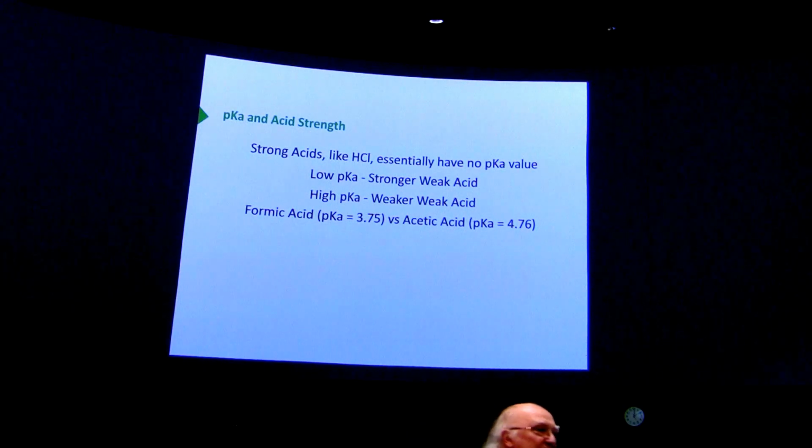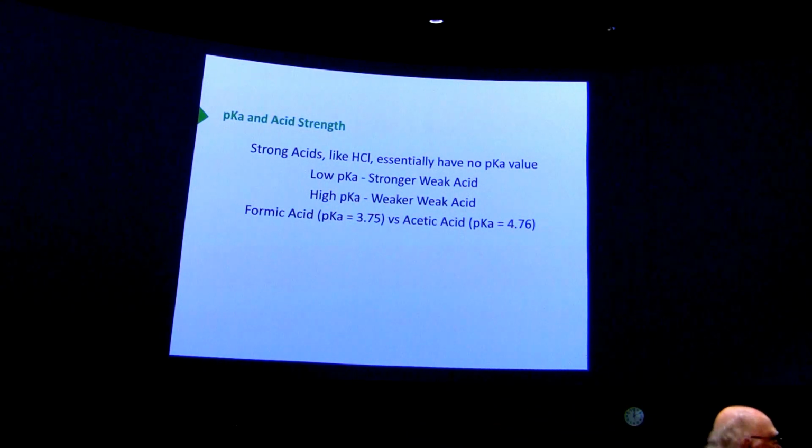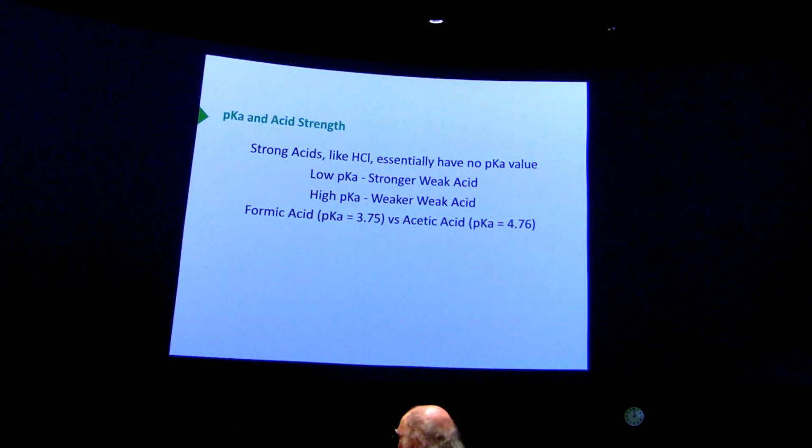Okay. Formic acid has a pKa of 3.75. Acetic acid has a pKa of 4.76. We would say formic acid is a stronger weak acid than acetic acid is. Because if you do the math, and I think one of the problems I have does this, you can see that at a given pH, formic acid will have lost more protons than acetic acid will. It's a stronger acid.